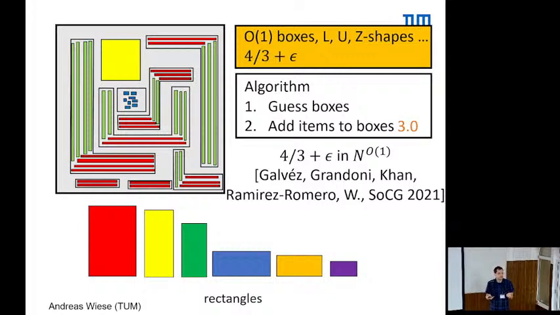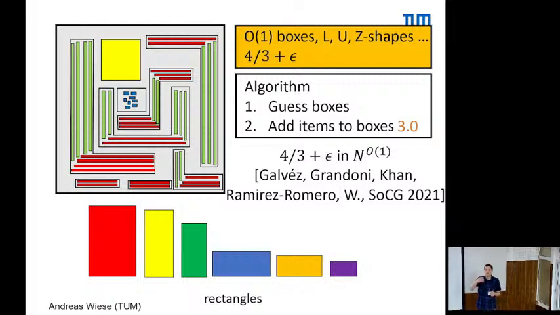Yeah, there's an interesting trade-off. On the one hand, you want shapes that are complicated enough that you can prove you get a good approximation ratio. On the other hand, they shouldn't be too complicated, because you still need an algorithm that packs the items near optimally into them. So you have to strike some balance here.